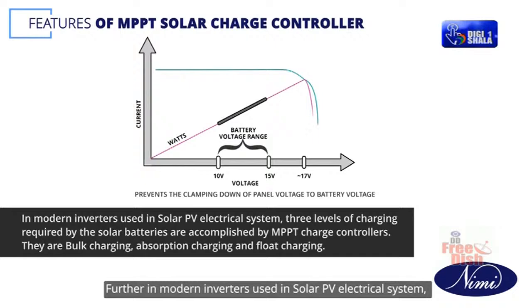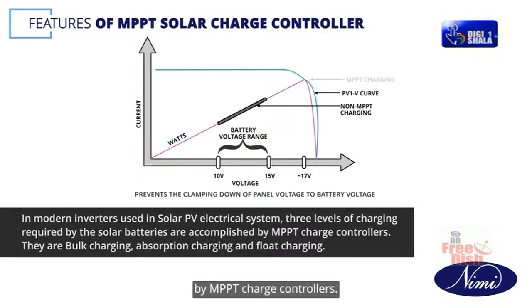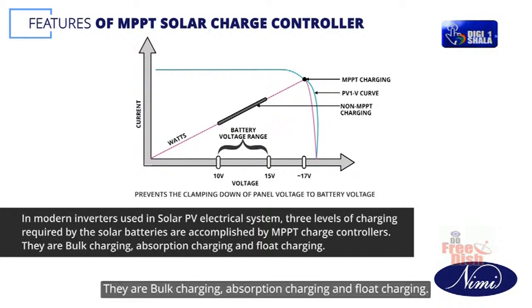Further, in modern inverters used in solar PV electrical systems, the 3 levels of charging required by the solar batteries are accomplished by MPPT charge controllers. They are bulk charging, absorption charging, and float charging.